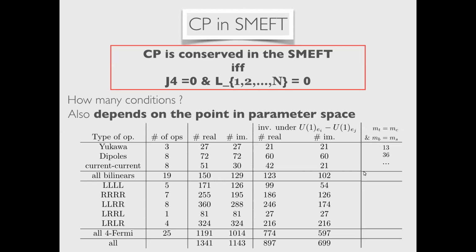You can study this systematically at the level of the standard model to get all the possible numbers you expect at all the different points in parameter space. So that defines for you the number of quantities you need to set to 0 to get a CP conserving theory.